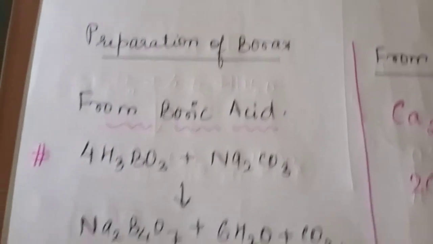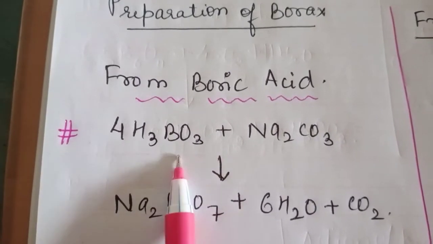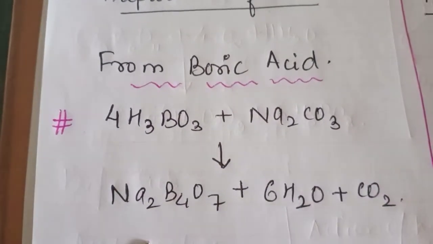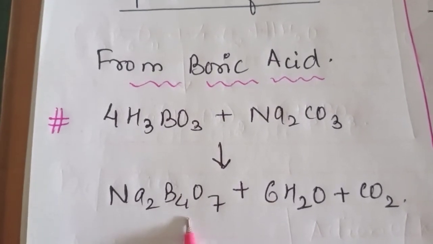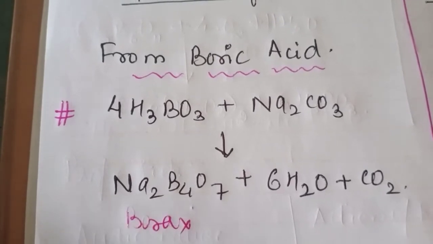Let us see the preparation of borax. From boric acid, how will you prepare it? Boric acid is treated with sodium carbonate, and we get Na2B4O7. This is borax glass.